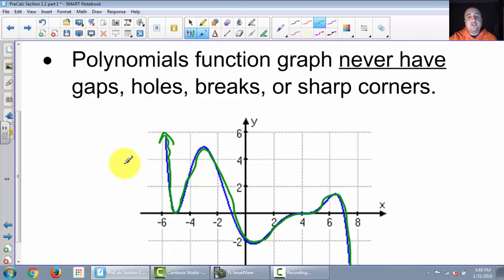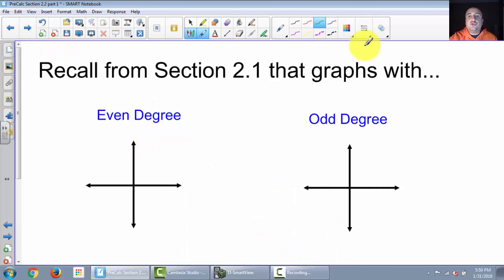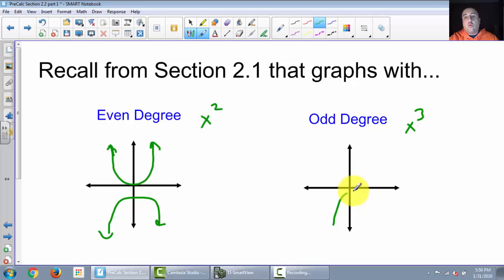All right, so that's what most polynomials look like in one way or another. Let's recall from section 2.1 that when your polynomial function has an even degree, your graph is probably going to look like this or like this. So both ends going up or both ends going down. If it is an odd degree, so for instance x to the third, one end is going to go up and the other end is going to go down. And you could also go the opposite direction. One end goes up, one end goes down. So that's when you have an odd degree. So that was from section 2.1.